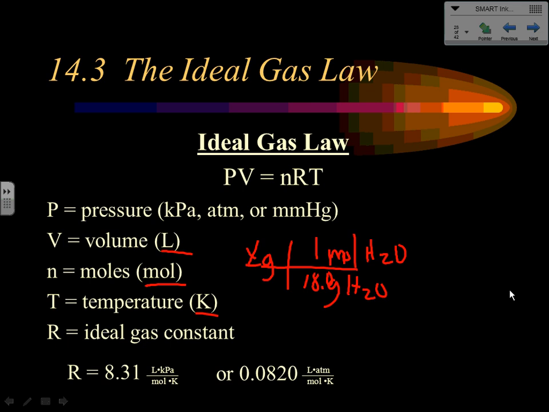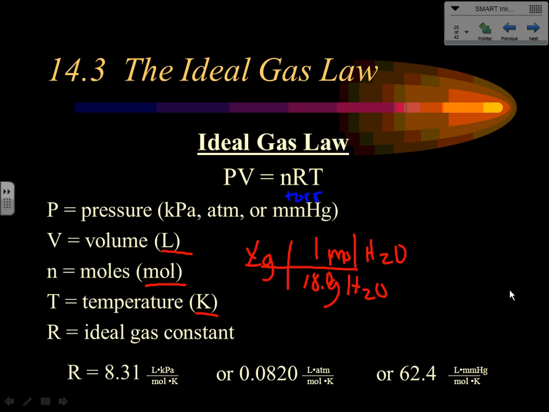Now, if they're dealing with millimeters of mercury, which remember we talked about is the same thing as the unit of torr, they're identical to each other. So if we've got millimeters of mercury, or technically torr, now we're going to use 62.4. So really we have three different R's that are all the same thing, the constant R. The reason we use the three is to avoid always having to convert our pressure units.